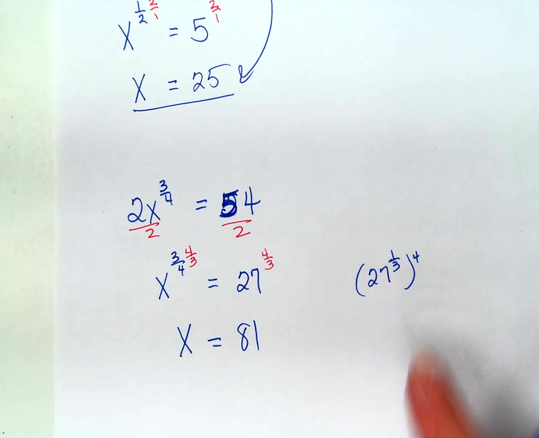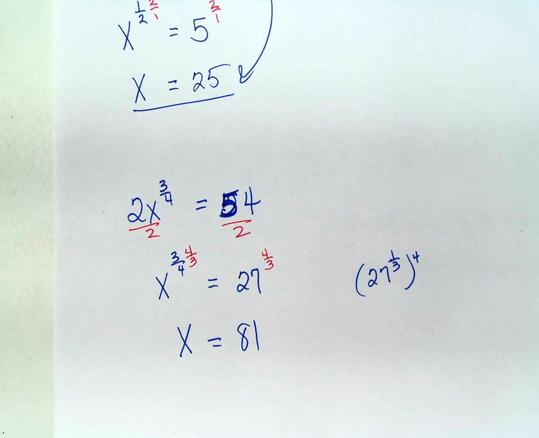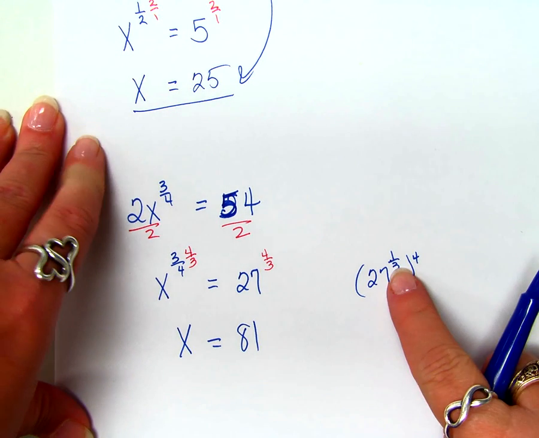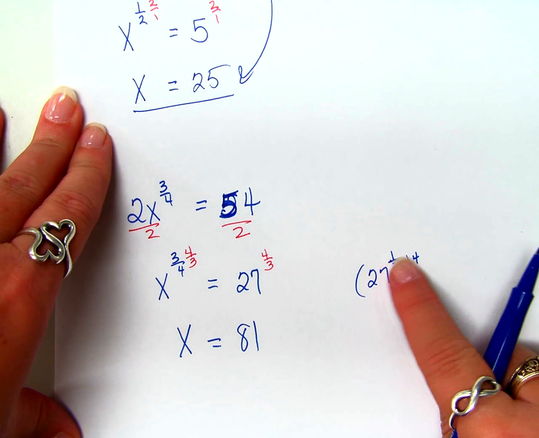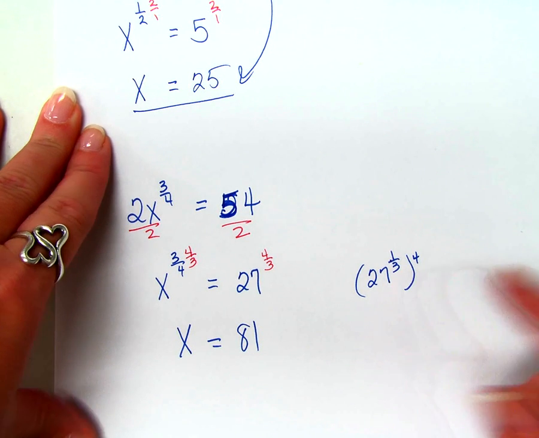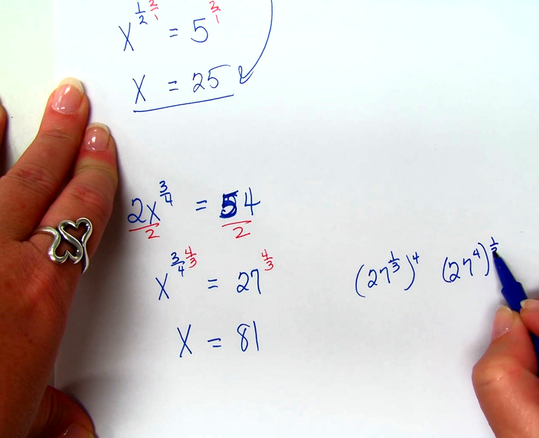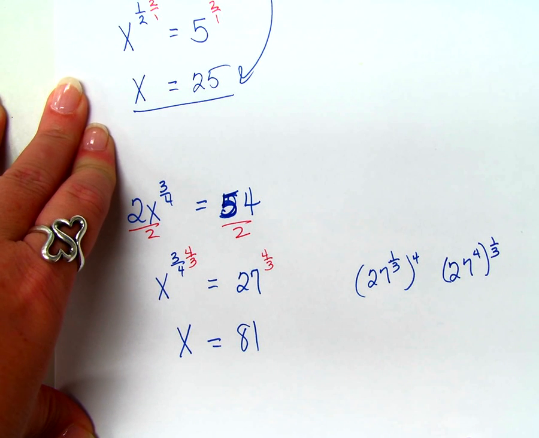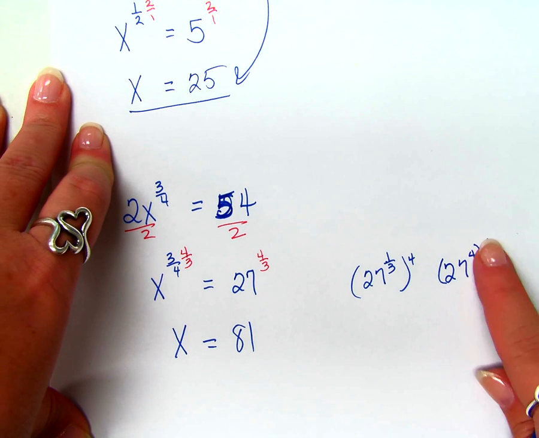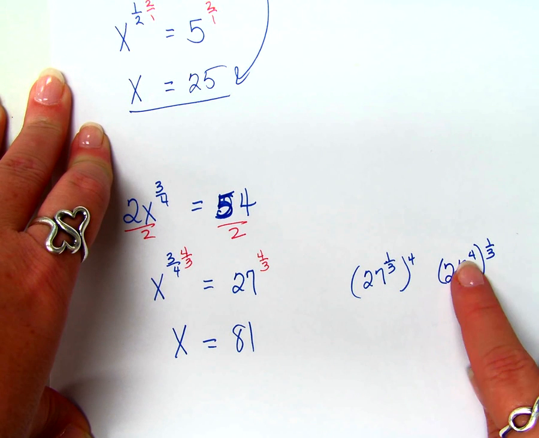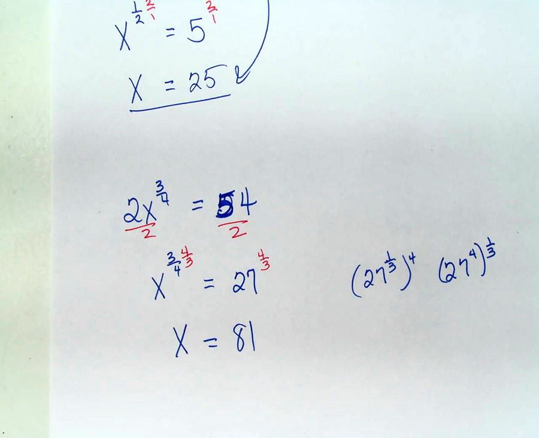Power of powers. You can look on your exponent foldable. You got it right in front of you. Power of powers. We multiply, don't we? If I multiply this, I would get 4/3, right? What if it was 27 to the 4th power raised to the 1/3 power? It's still the same thing. It's still 27 to the 4/3 power. So does it matter if I do the root first or if I do the power first? No, it doesn't.